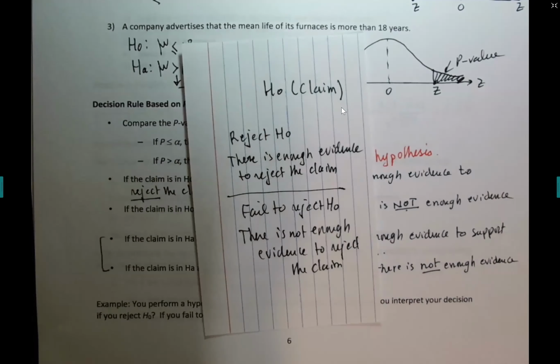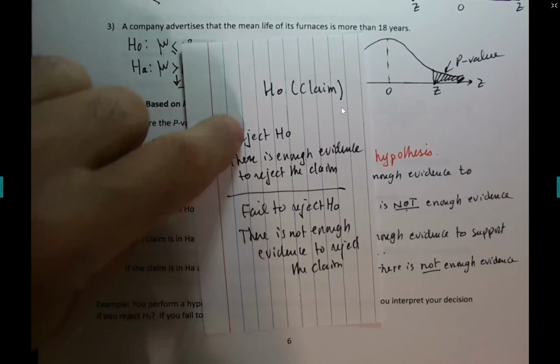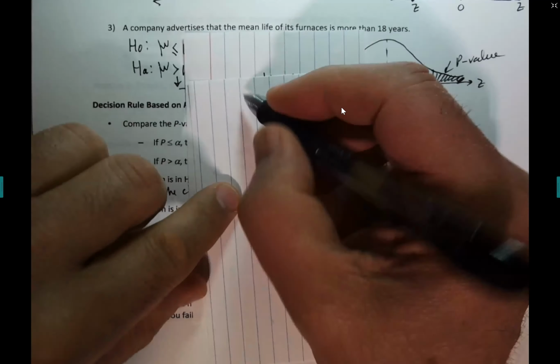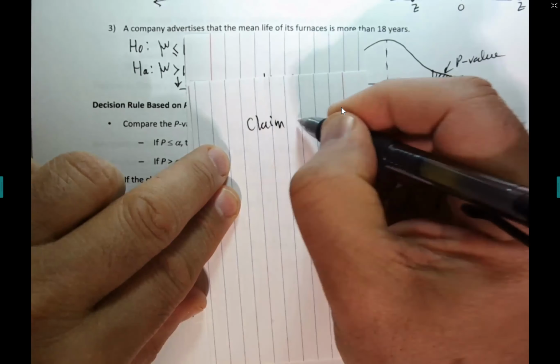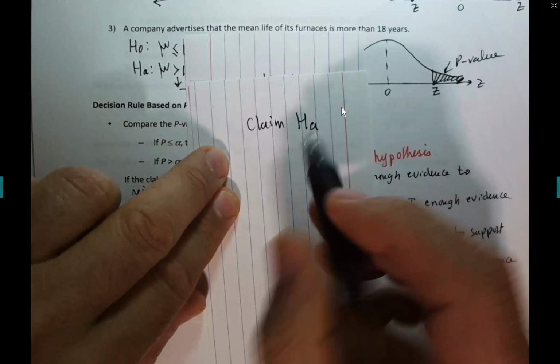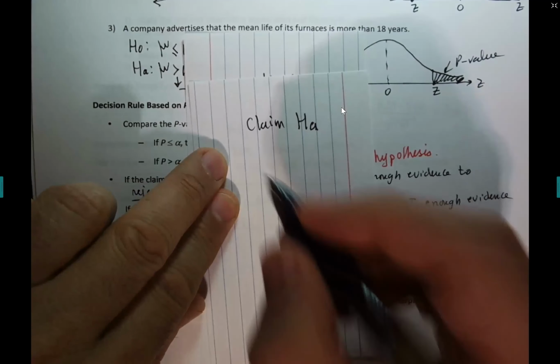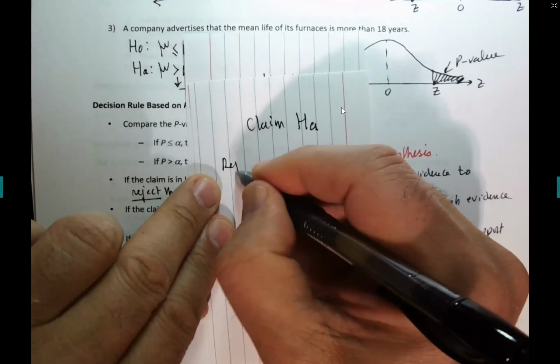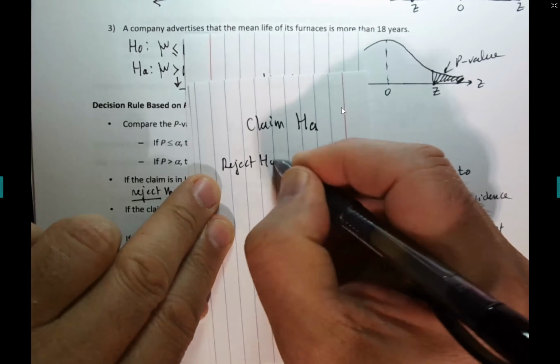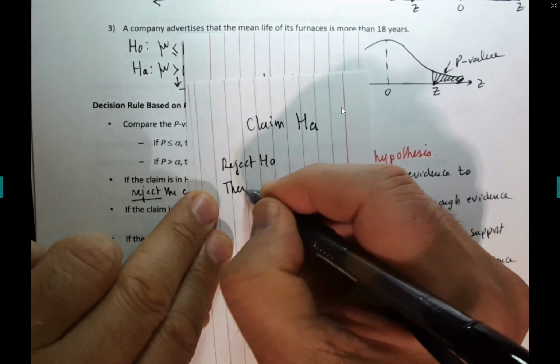Now, guys, if the claim is in HA, look what you shall write. So this is the first 2 scenarios. Now, if the claim is HA, look at the word A here, it's not 0. Okay, you have to make one of 2 statements. If you reject H0 in step number 4, you say there is enough evidence to support the claim.